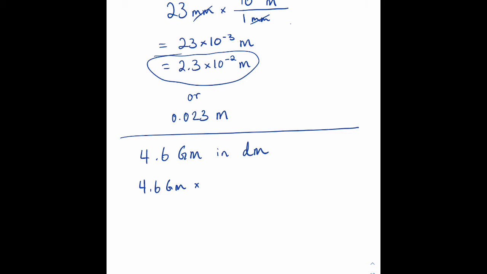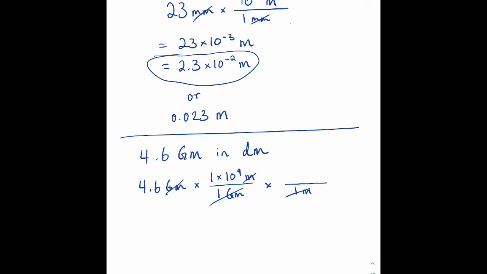times, well, I want to be able to cross out gigameters. So I'm going to have 1 gigameter on the bottom. And on the top, I will have to have the equivalent, which is 1 billion meters, or 1 times 10 to the 9th meters. So now I've crossed this out, and now I've got it in meters. Well, now I need to get it from meters to decimeters, and I would like meters on the bottom, so I can cross that out.